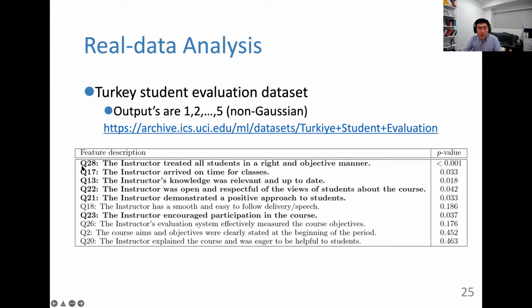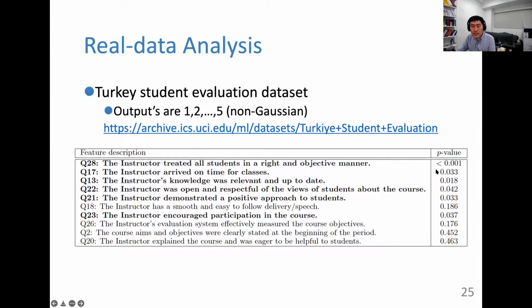The black bold fonts are the selected features. These are the p-values. For example, feature 28, the instructor treated all students in a right and objective manner, has a p-value less than 0.001. So this is significant, and this sounds reasonable. Some of them are not selected as important.